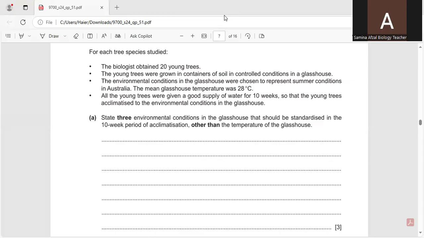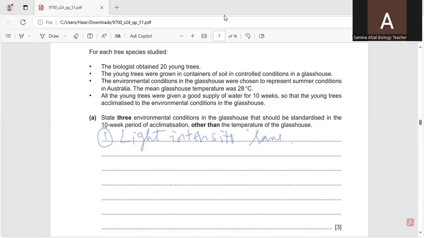So it means during the study, they have given a mean temperature of 28 degrees C and a good supply of water. So we have to write 3 more environmental conditions which should be constant during this whole period of study. So the first can be the light intensity. The same light intensity should be given.